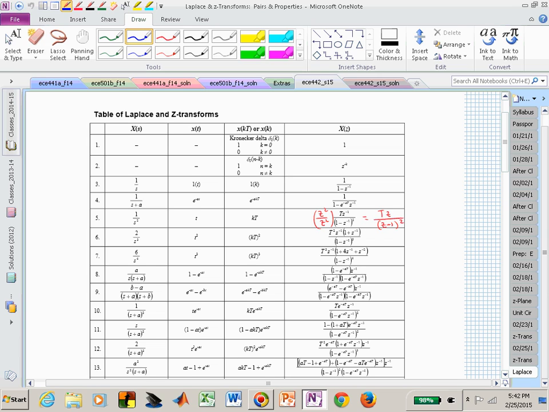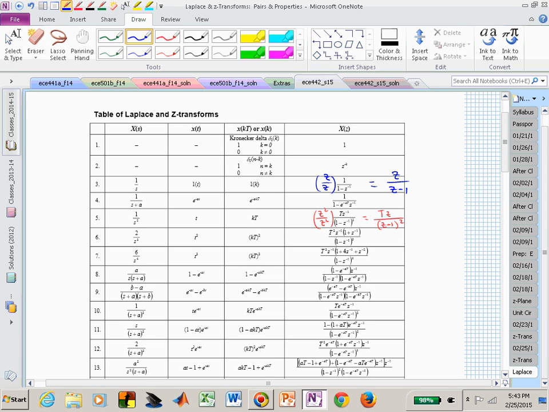For example, the unit step, which is row 3, whoops, see, I'm already getting mixed up. I need to be multiplying by 1, and this now becomes this z over z minus 1 that we're maybe more comfortable with in terms of the unit step's z transform.